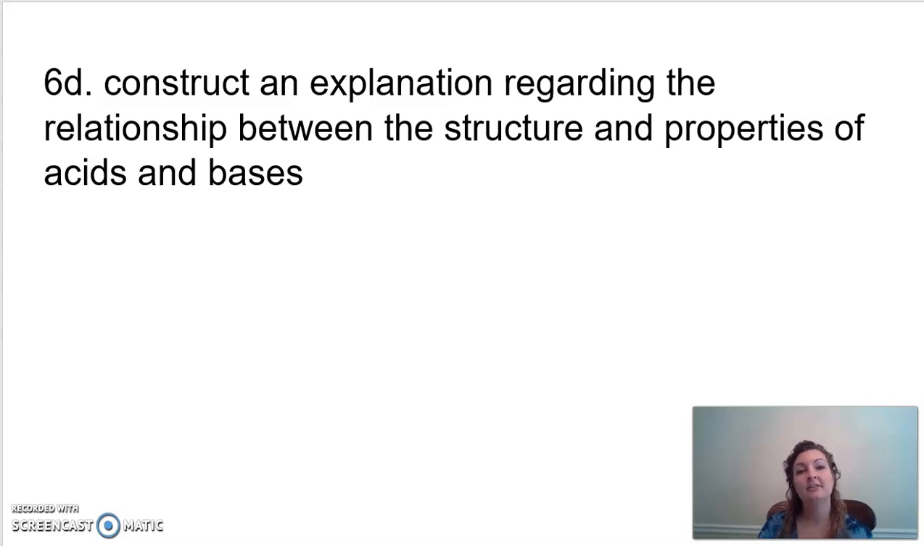Hey everybody. So in this video, we are going to look at our AKS portfolio for 6D and 6E. We're going to start off with 6D. It says, I can construct an explanation regarding the relationship between the structure and properties of acids and bases.